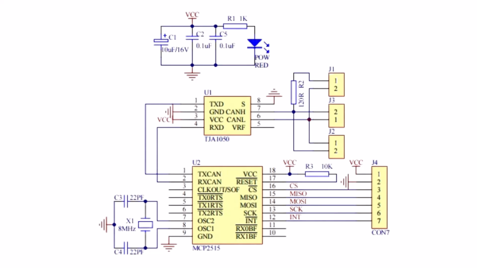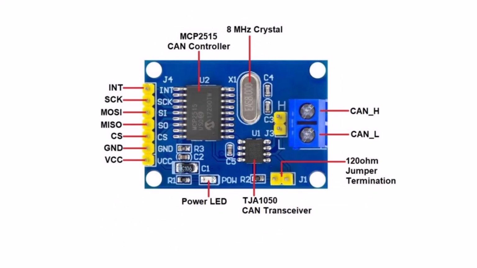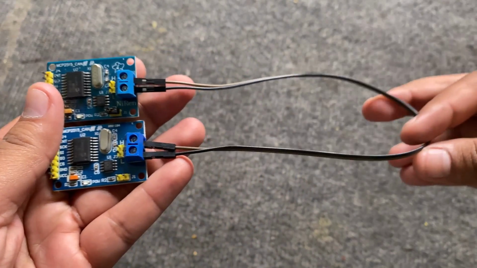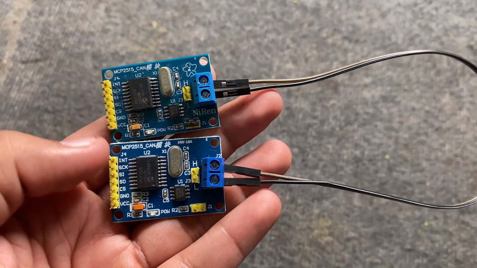The MCP2515 IC is the main controller that internally consists of three main sub-components: the CAN module, the control logic, and the SPI block. You can refer to the MCP2515 datasheet for more information. Now, let us interface the MCP2515 CAN bus module with Arduino and test the CAN communication protocol.